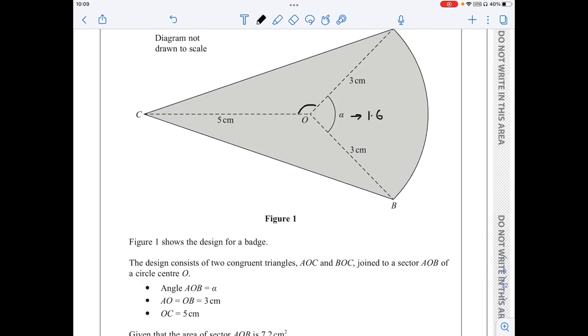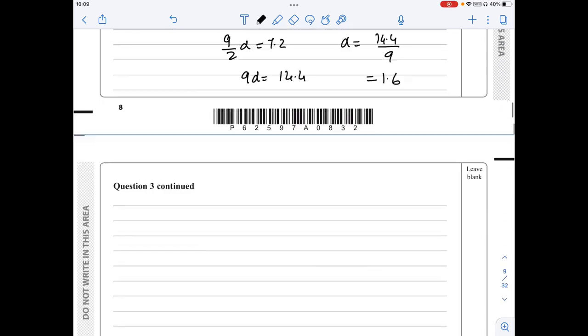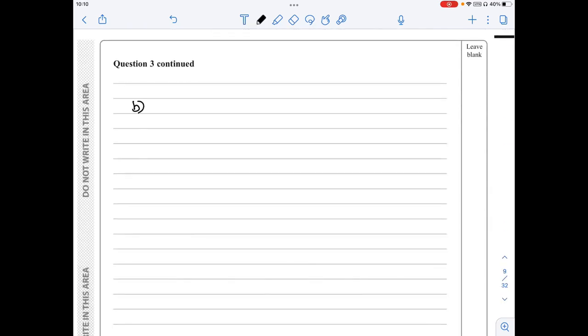Now because these triangles are congruent, these two angles will be the same. Let it be beta and beta. So how should I get the value of beta? Beta equals 2 pi minus 1.6, divided by 2, because the total angle at a point is 360 degrees. So it's going to be 2.34. That is beta.